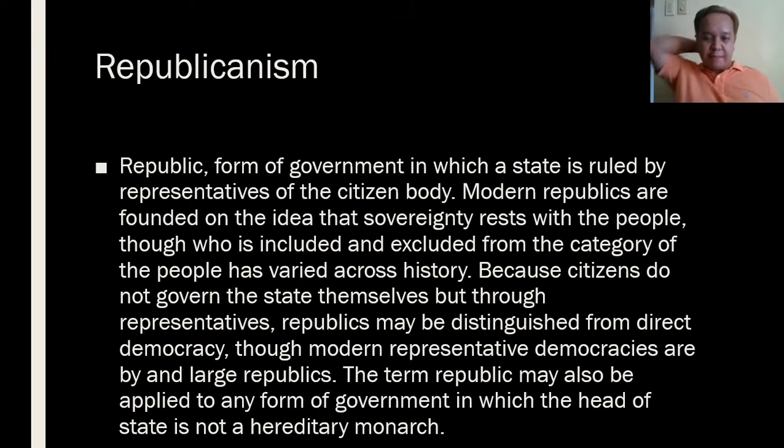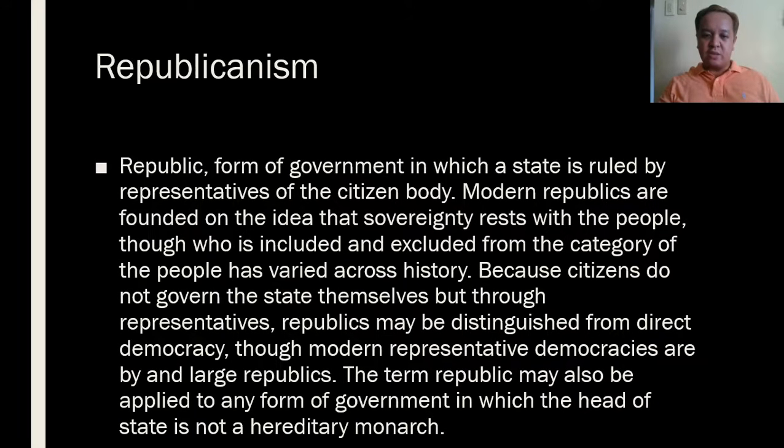Then you have republicanism. A republic is a form of government in which a state is ruled by representatives of the citizen body. Modern republics are founded on the idea that sovereignty rests with the people, though who is included and excluded from the category of the people has varied across history.